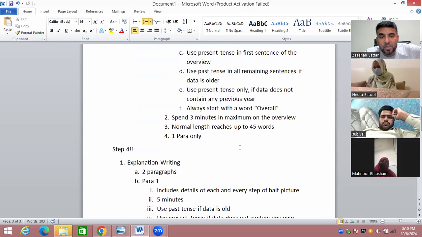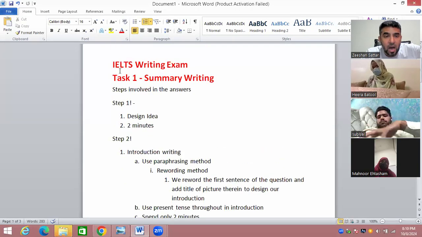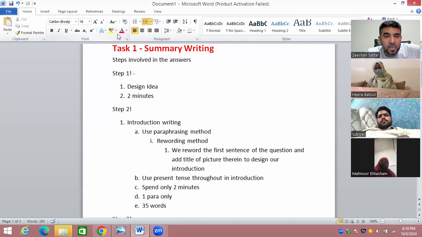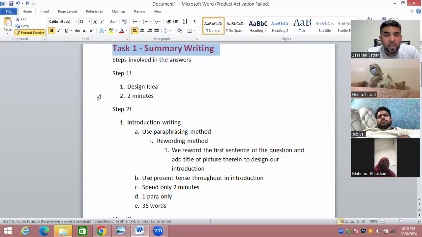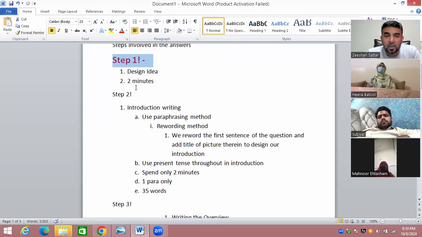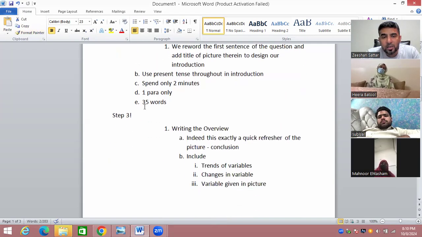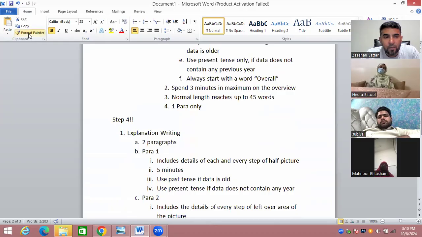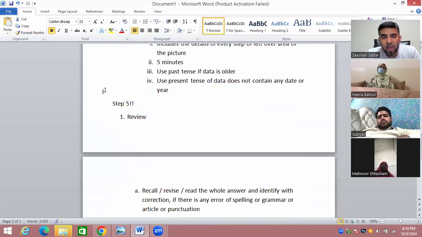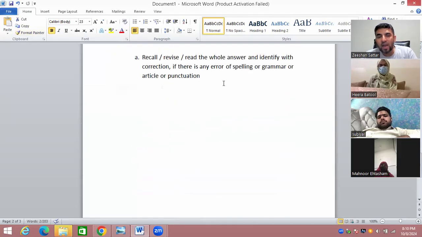So how many steps are involved in the summary writing? There are a total of 5 steps involved in the summary writing. What are these 5 steps? Step number 1 is idea designing. Step number 2 is introduction writing. Step number 3 is overview writing. Step number 4 is explanation writing. Step number 5 is the review. So there are 5 steps involved.